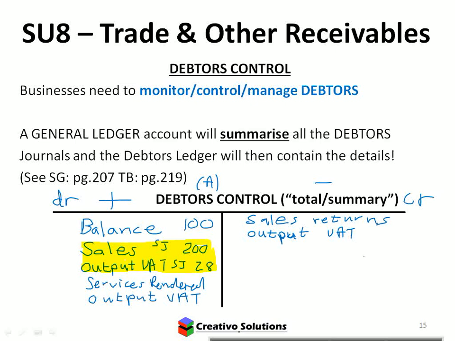Okay, what else can go into this account? What happens later on in the relationship? The debtor will pay you, hopefully. Right, if they pay you, what happens to this account? Does it go up or down? It goes down, correct, because the bank goes up. We looked at it earlier, so let's write that in. Bank.